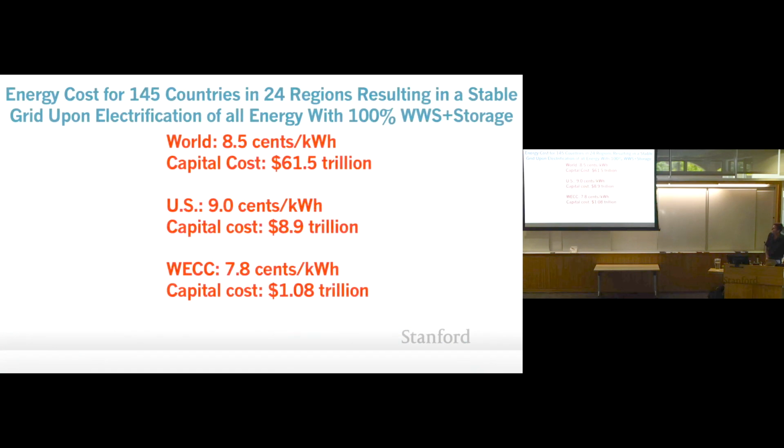But here's the cost. What's the capital cost? So worldwide, it's $61.5 trillion. The U.S., it's about $9 trillion up front. And Western Interconnect is about $1 trillion. So what does that mean? Well, just keep that $62 trillion in mind.